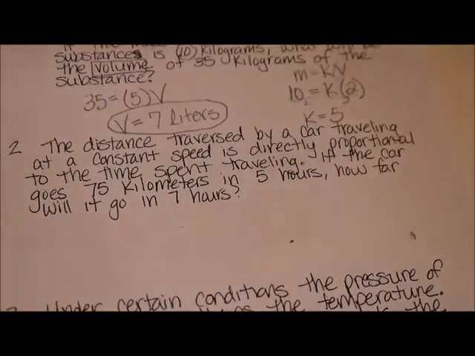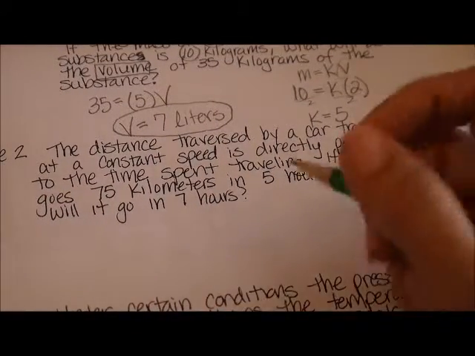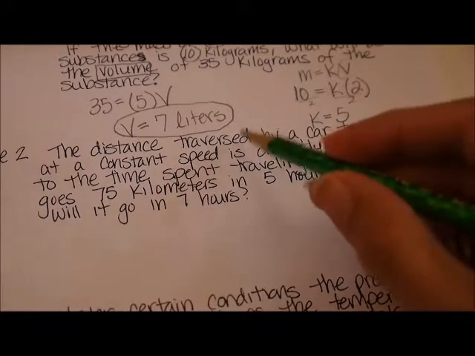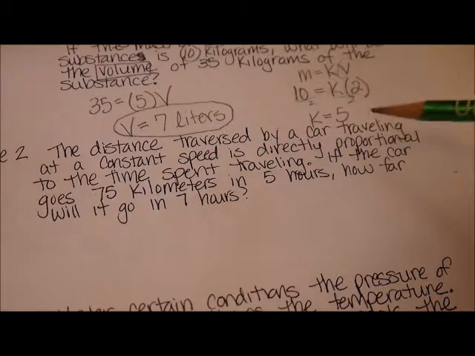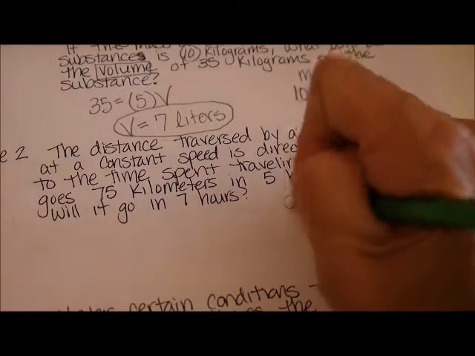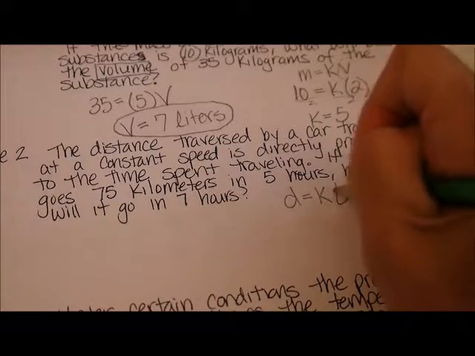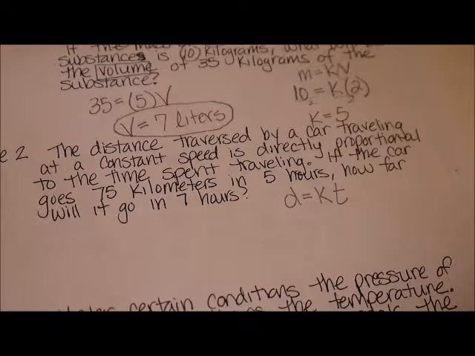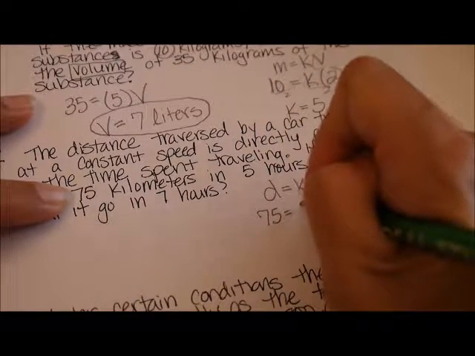The distance traversed, that just means traveled by a car. So the distance traveled by a car, that's why they probably use traverse, because then they use the word traveling. The distance a car went traveling at a constant speed is directly proportional to the time spent traveling. So the distance is directly proportional to the time. There's our equation.